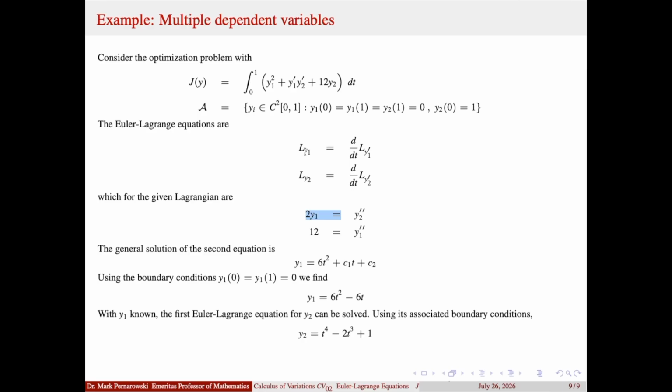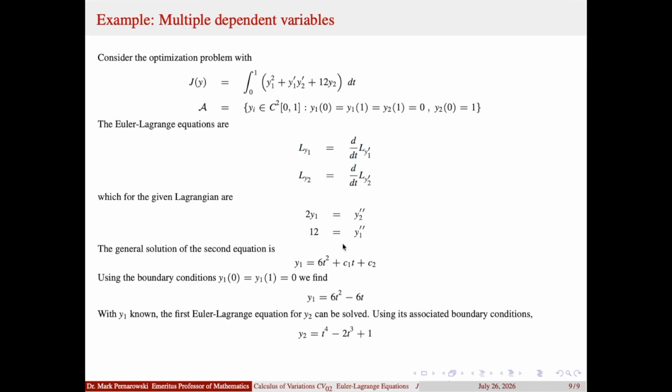I can just check that. L y1, partial of this in y1. That would be partial of that in y1, which is 2y1. So there's the 2y1. Equals L y1 prime. Well, y1 prime is here. I take the derivative in y1 prime. That will be 1 times y2 prime. So that'll be y2 prime. If I take the derivative of that in t, I get y2 double prime. So that's writing out what the first Euler-Lagrange equation is explicitly.